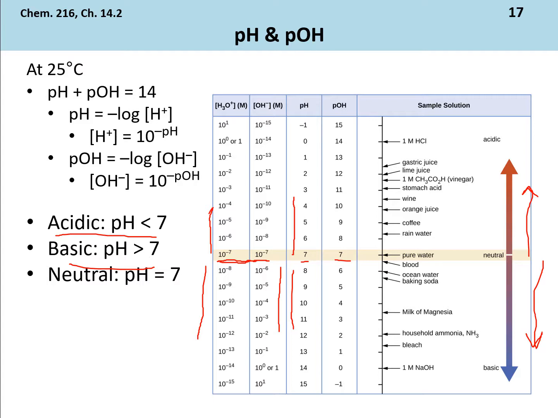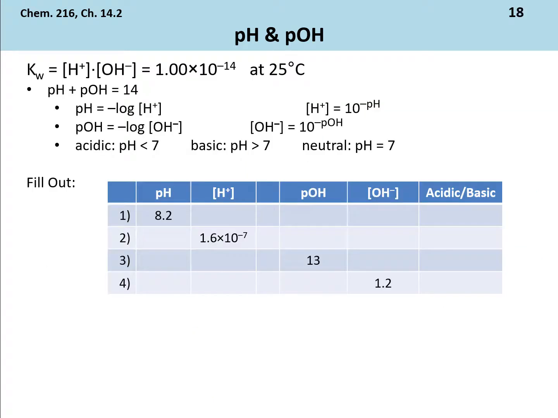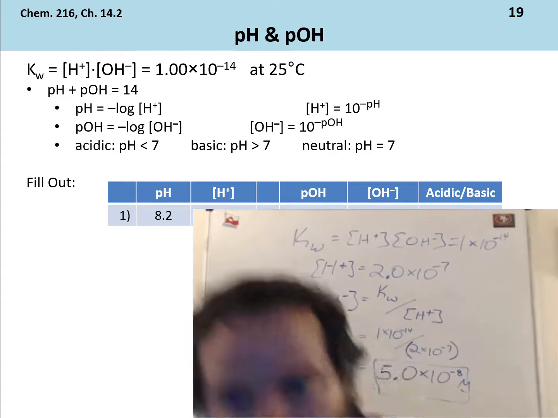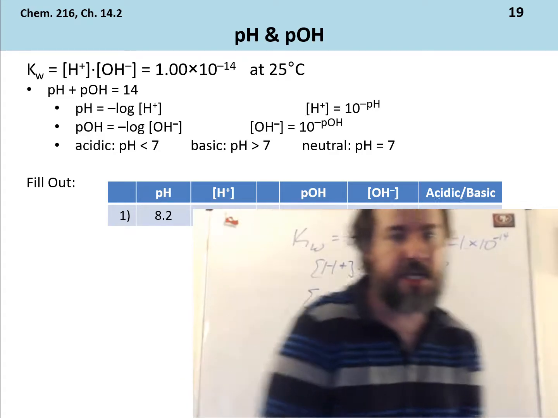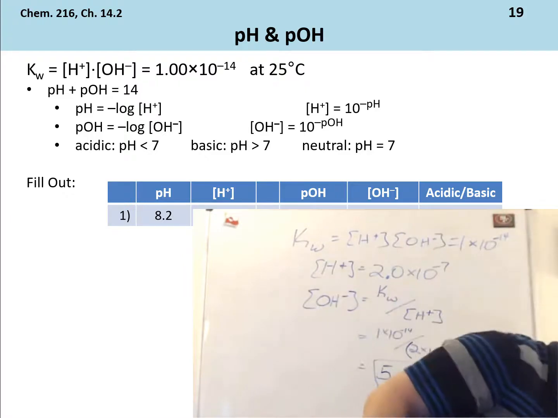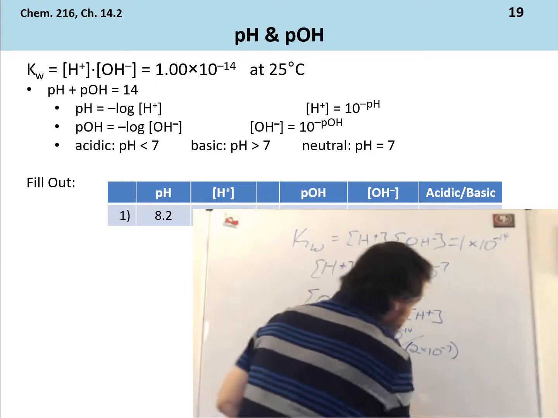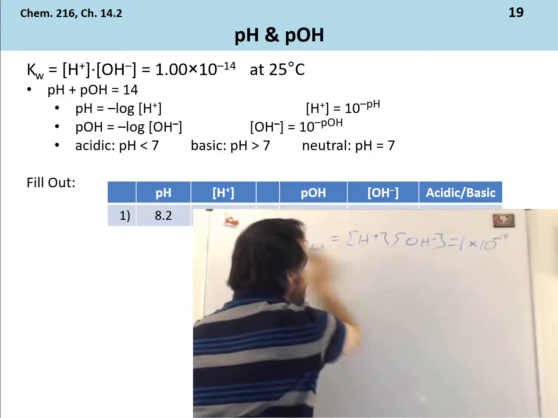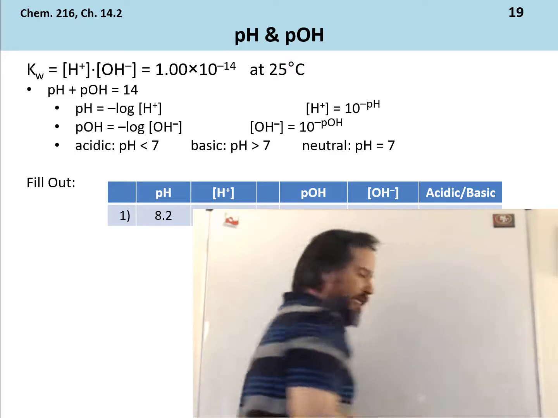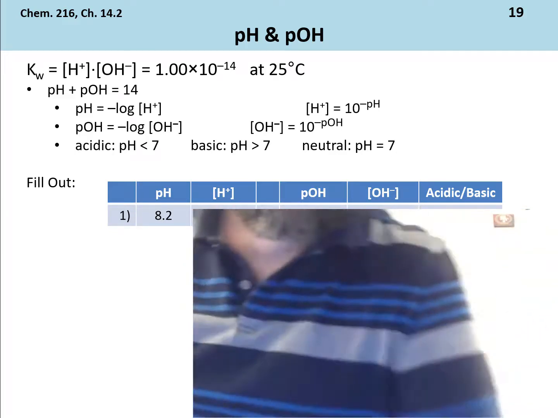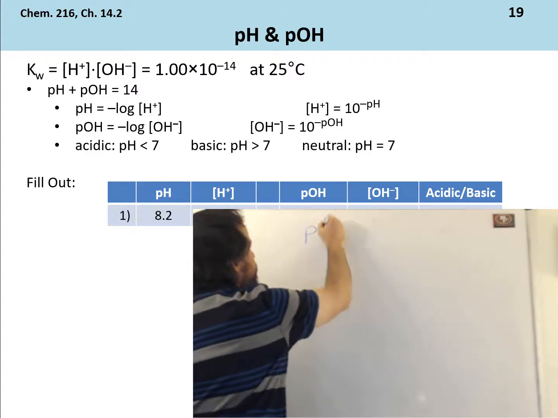All right, let's go ahead and use this a little bit. So what we're going to do here is start to fill out this table, and then you're going to fill it out for cases 2, 3, and 4. All right, so let's do the first one. So we're told that pH equals 8.2. So if I know pH, I can calculate H plus, I can figure out pOH, and I can figure out OH minus, because they're all linked together. All right, so pH equals 8.2.